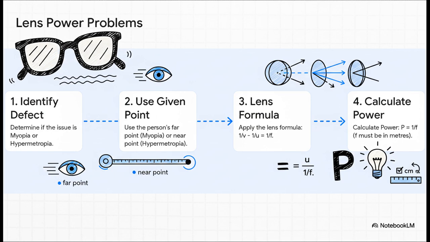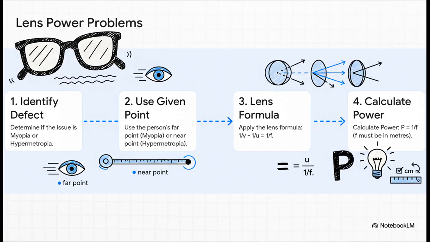First, read the question and identify the defect. The question will give you clues. For myopia, it will mention the person's far point. For hypermetropia, it will mention their near point. This given point is your image distance, v. So if a myopic person can see only up to 2 meters, your v is -2 m. The object distance, u, is usually infinity for myopia and -25 centimeters, the normal near point, for hypermetropia.